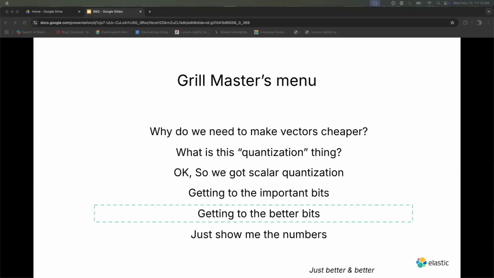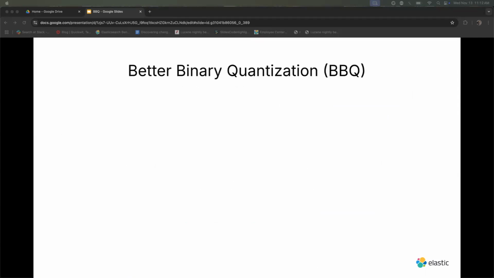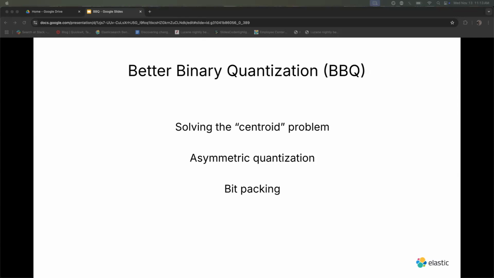Now we're starting to get to some of the more important, better bits. So this is the better binary quantization. 8.16 just released. It's also in serverless. I'm going to talk about solving the centroid problem that I just mentioned, asymmetric quantization, which is a thing that a lot of people don't know exists, but it's been around for a while, and how we use it here, and a little bit of interesting bit packing, which is going to be really difficult to get through, but we'll do it together. And if I don't explain it well, please ask me questions.